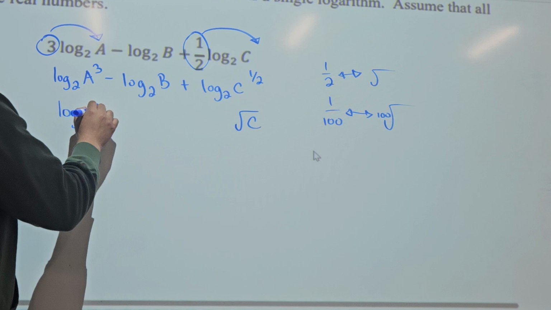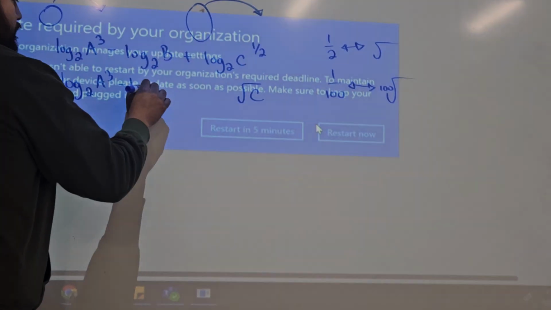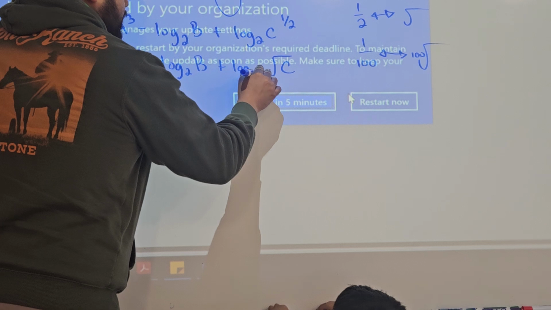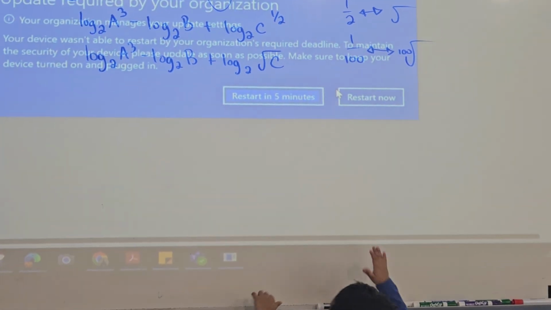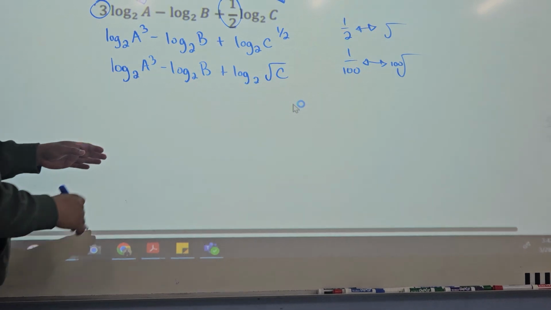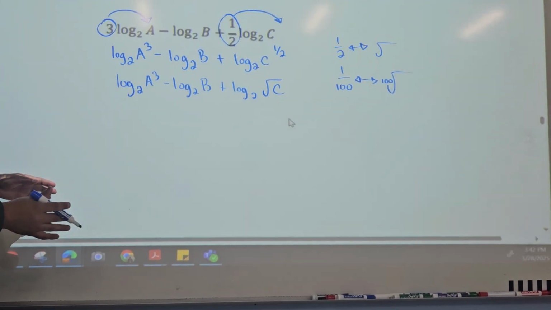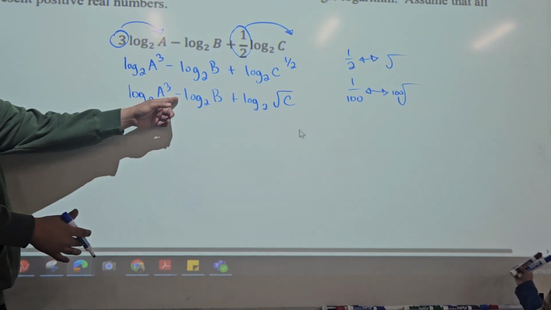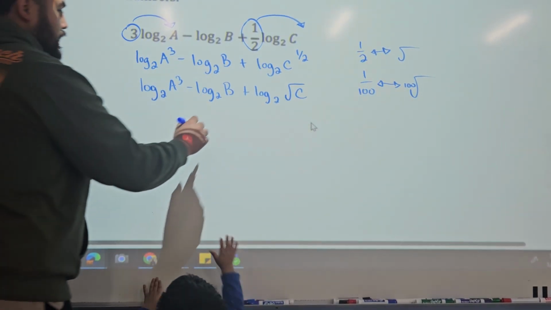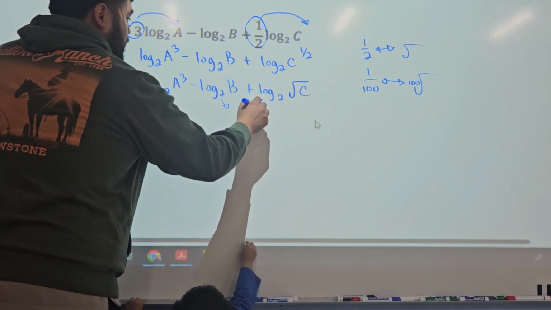Now that I did that, everything else I didn't mess with, so just copy it. Log with the base of 2, a to the power of 3, minus log with the base of 2, b, plus log with the base of 2, and then we already did that one, right? So from here, I know, right, Leo? So now here, what do I do? What's next? Should I focus on the minus or the plus? I should focus on the plus. So I should try to tackle and condense these two right over here.